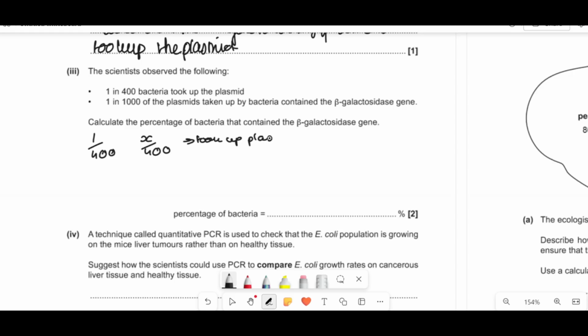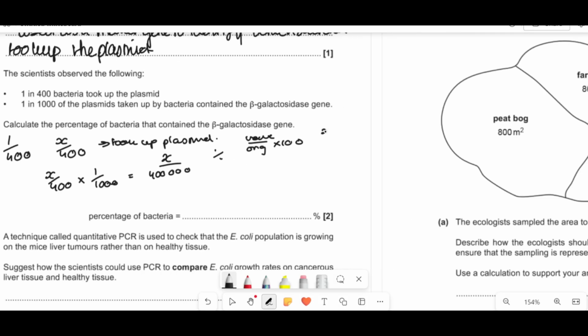Then it says 1 in 1,000 of the plasmids taken up by the bacteria contain this gene. So out of these 400, 1 in 1,000 of those will also have taken up that gene, right? So now you end up getting X over 400 times 1 in 1,000. So you get X over 400,000, right? Now, a percentage is going to be your value over the original times 100, right? So we end up getting X over 400,000 divided by the original, which was X, our starting thing. So we end up getting 1 over, then times 100.